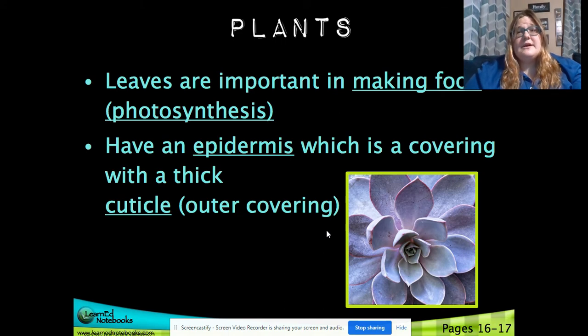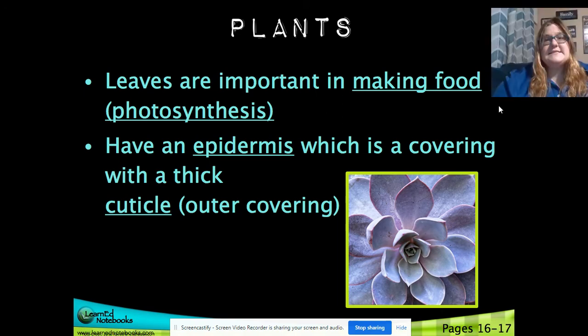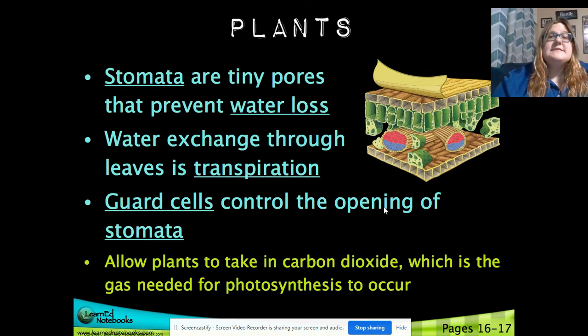Leaves are important in making food. Okay, leaves are why we get photosynthesis. They have an epidermis, which is a covering, a thick outer cuticle. So leaves have that waxy part that helps retain water. Stomata are the tiny pores that prevent water loss. Again, they don't want to lose too much water because then they die. That's why you have to keep watering them. So stomata are the tiny holes.